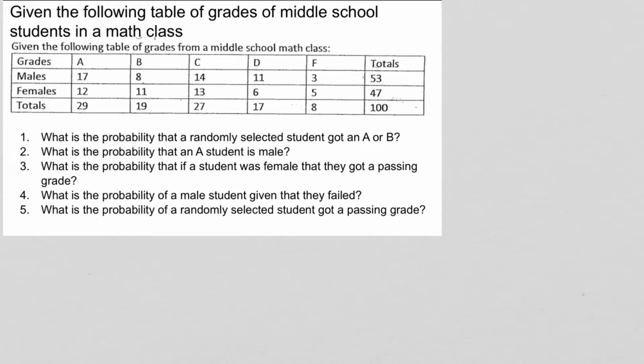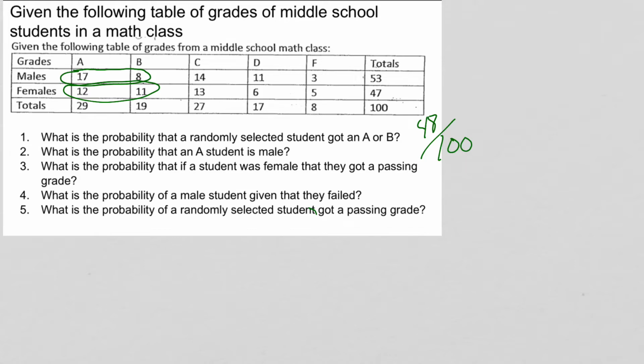All right, so here's a table of grades of middle school students in a math class, and they are asking us different questions. So, males versus females, grades A, B, C, D, and F. So the first question is asking, what is the probability that a randomly selected student got an A or B? So, A or B, well, I see a couple of students. We got these for the males and these for the females. So I need to add those up. So I'm getting 48 of those out of the total amount of students, 100. So that's the answer for number 1.